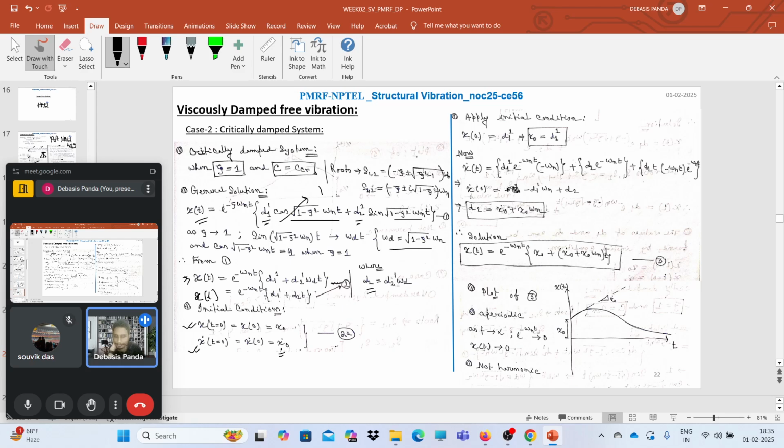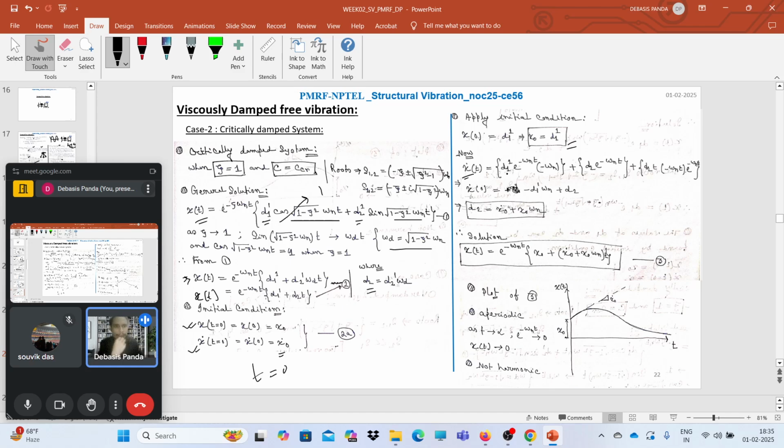That means we are providing x dot naught and x naught, initial displacement and initial velocity. Now, we can easily simplify. At t equals 0, put all these things in the equation, you will get x naught is equal to d1 dash, or d1 dash is nothing but x naught. And again, differentiate it with respect to t, because we have the velocity initial conditions also, so we need to differentiate the displacement response equation. Then we can impose the initial conditions.